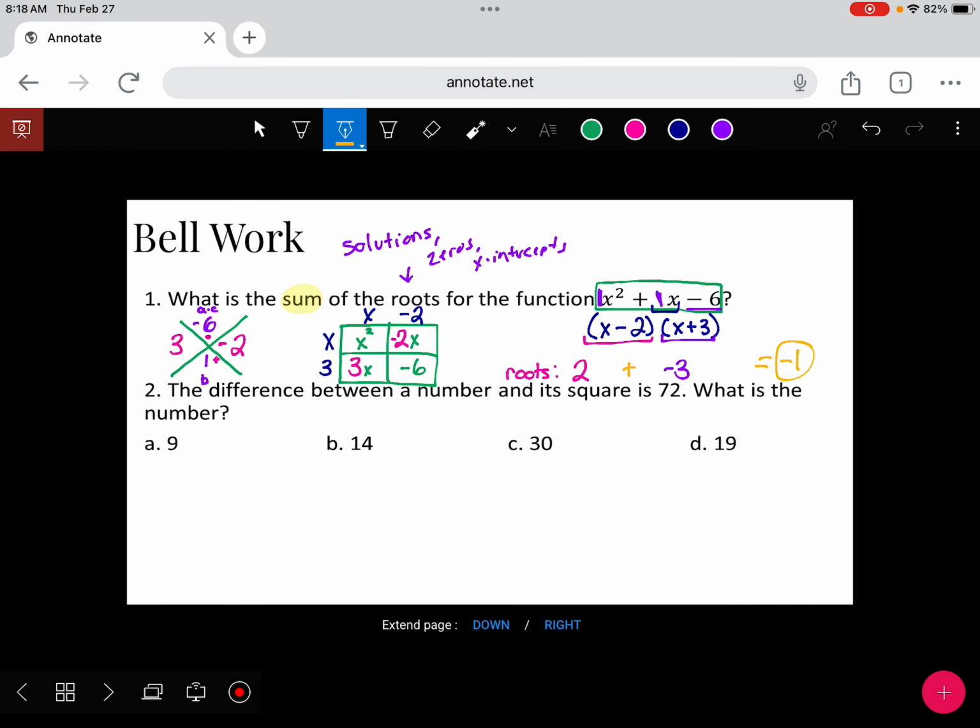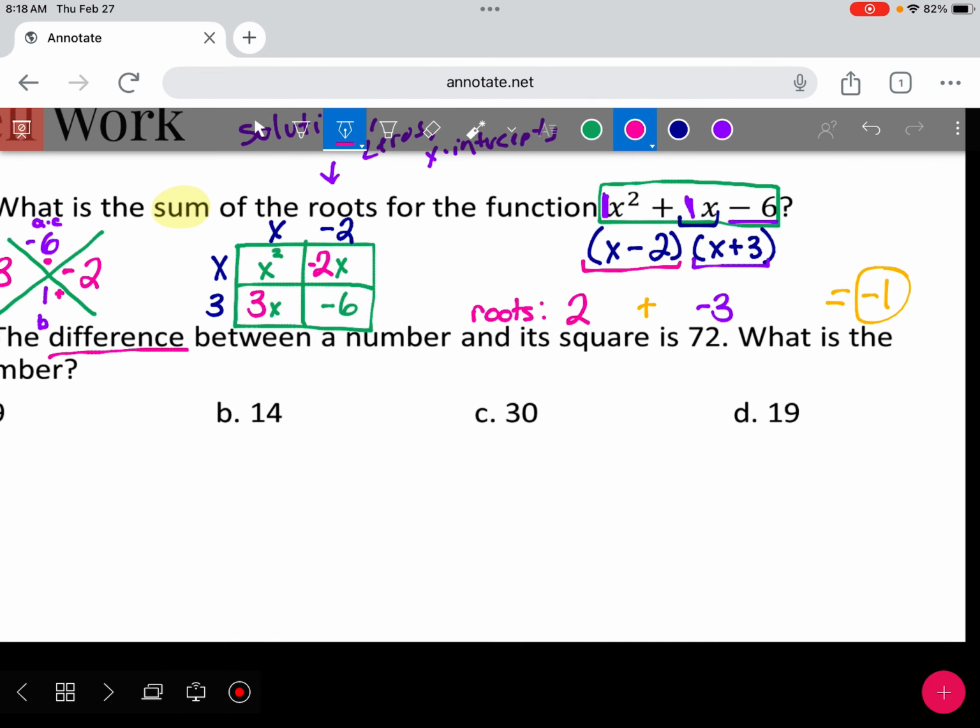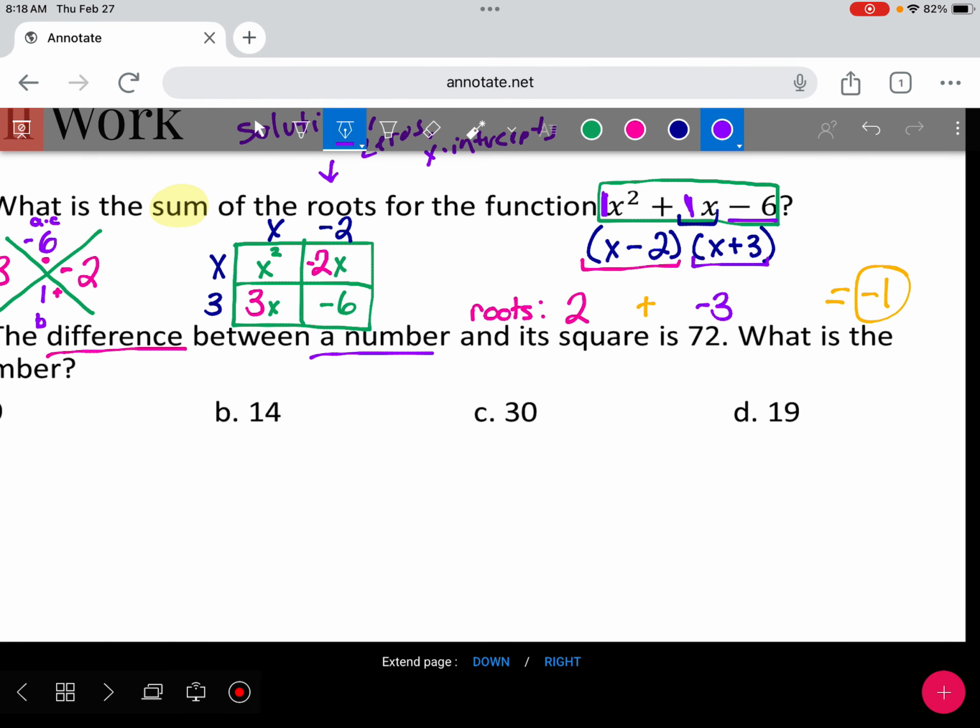For number 2 up here, we could either do this as an equation where I find my number, some number squared, and we know that the difference is 72, so I'd take my squared number and subtract it. Like we could set this up as an equation with the difference. Or since it's multiple choice, we could just check these 4. When they give us options to pick from, see which ones fit. So we're looking here between a number and its square. So if this is my number, if 19 is my number, what is 19 squared?